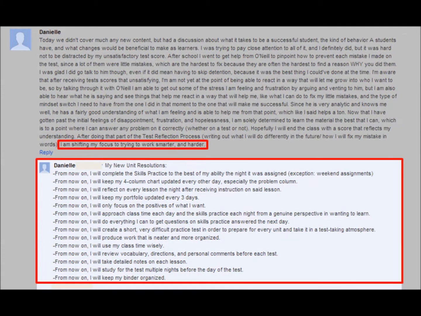They even wrote a list of goals, or new unit resolutions, that they were going to work towards in hopes of becoming more successful in the next unit.